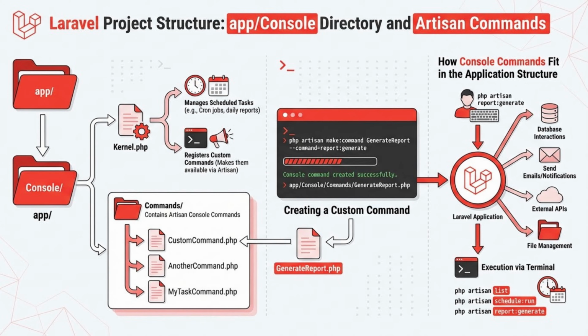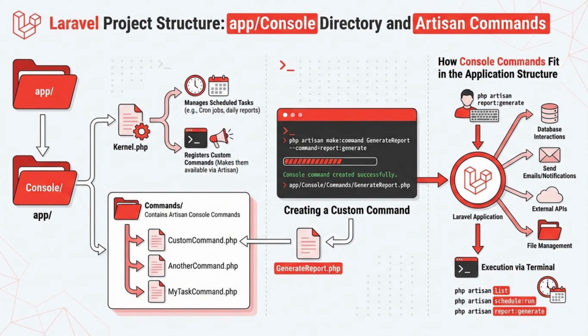Creating a new command is easy using Artisan. By typing a command like php artisan make:command GenerateReport --command=report:generate, Laravel instantly generates a new command file for you. After that, you simply open the file, write the logic you want to automate, and register it in the console kernel so Artisan knows it exists. The diagram shows how these commands fit into the application structure.